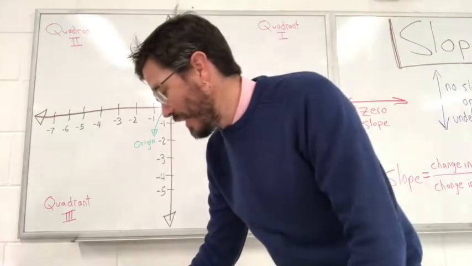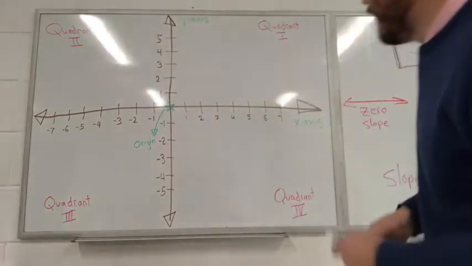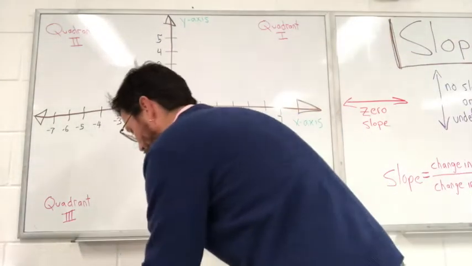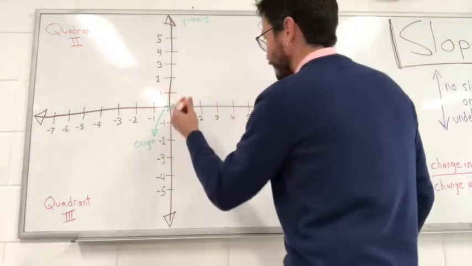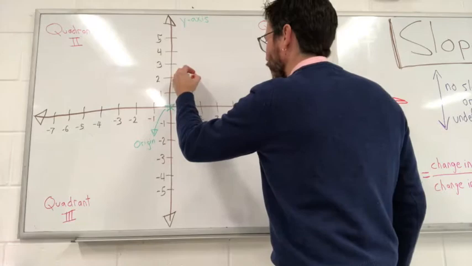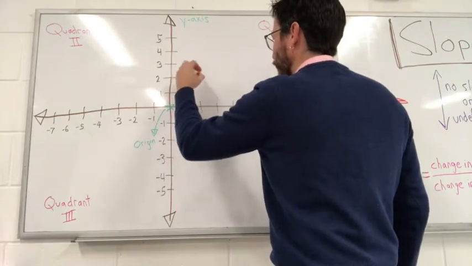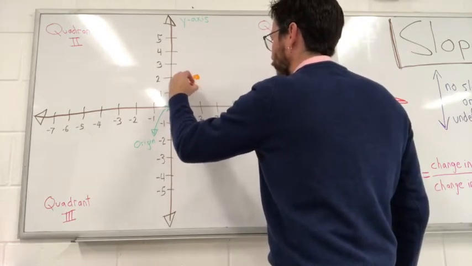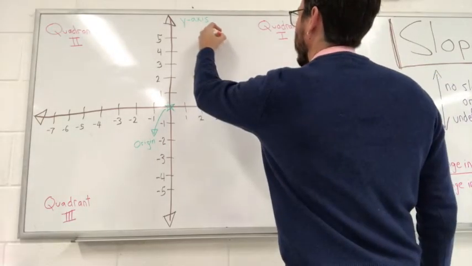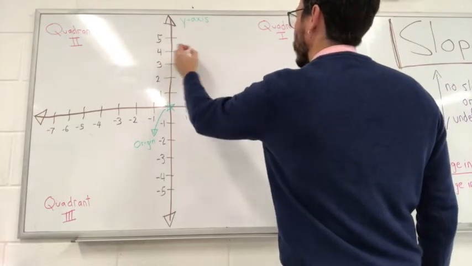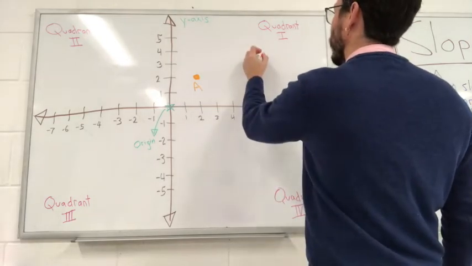Let's find slope. It's real easy. Let's just put a couple points on here. Let's use orange. I was kind of digging that orange. So if I put a point right here, all right, I'm gonna call that A. And I'm gonna put a point right, I don't know, here. No, we'll put it here.